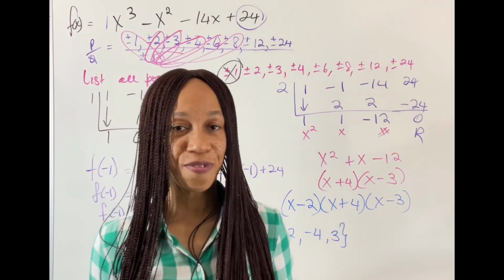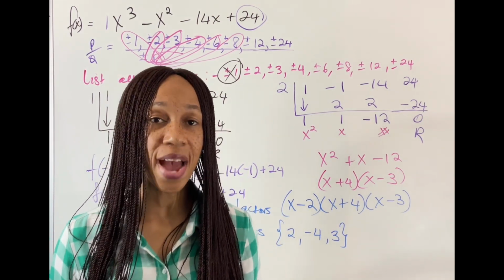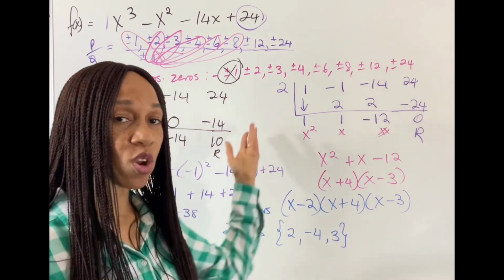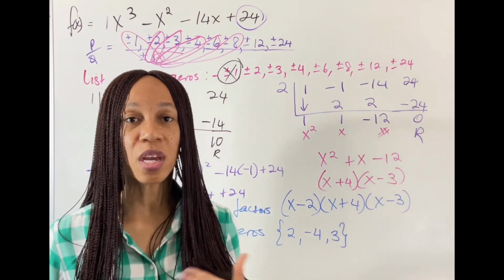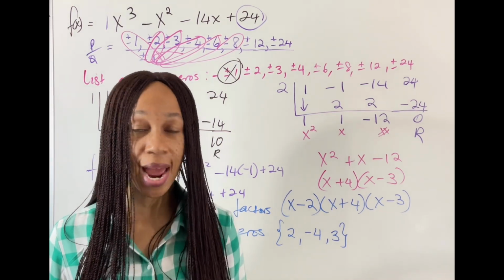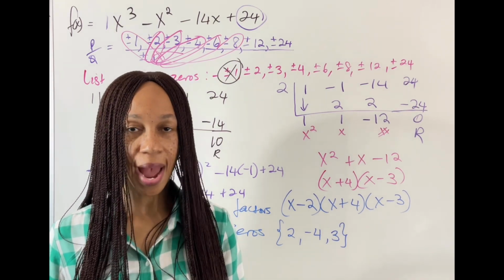I hope that this video has helped you tremendously, and now that you know how to find the possible rational zeros by listing all the factors of the constant term over the factors of the leading coefficient, and then you list all your possible rational zeros and you test them.